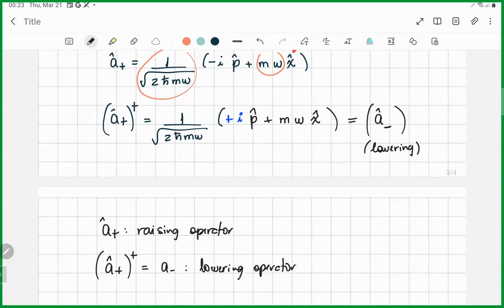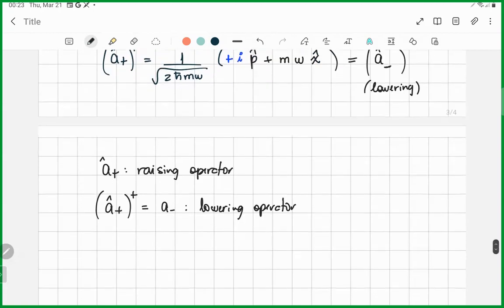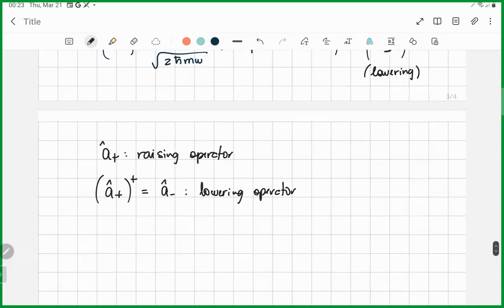And this is what I mentioned to you. Very often, we don't use this notation A minus or A plus. Very often, we call this lowering operator just A, and the raising operator the Hermitian conjugate of A. This is good enough. But the notation in your book was to make it clear that one is bringing the energy down and the other one is bringing the energy up. Okay, but this is the end of this video.